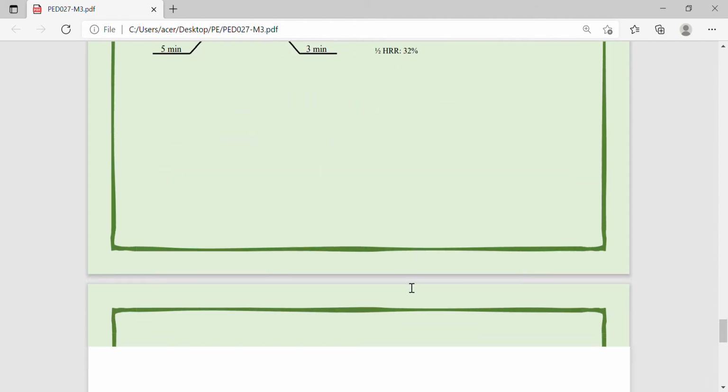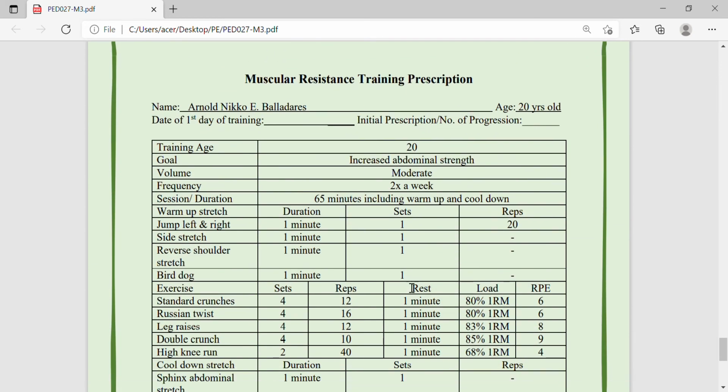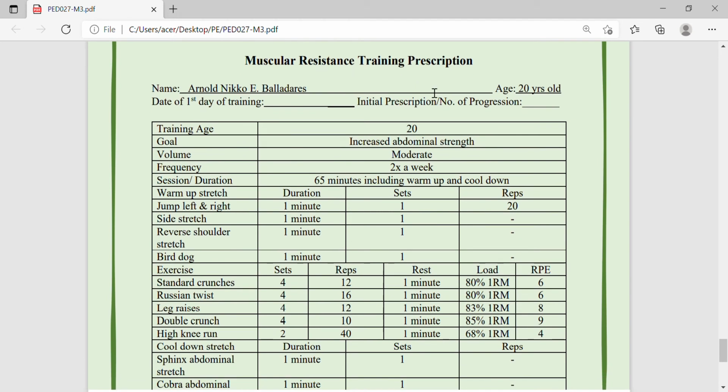So let's proceed with the muscular resistance training prescription. I had a discussion with my client regarding this. He said he wanted to increase his abdominal strength for reasons of protection in this area, the abdomen, and of course strengthen his core.